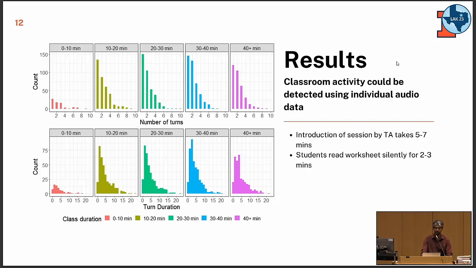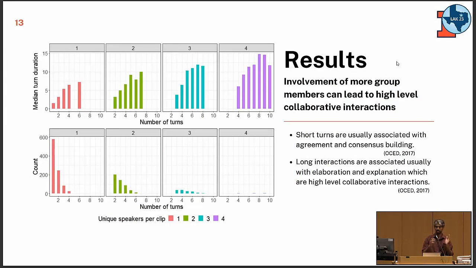And looking at this graph, where we look at the median turn duration versus the number of turns, this was very interesting. Each chunk is whether one speaker was involved, 2 speakers, 3 speakers, or 4 speakers. The interesting thing to note here is that as the number of speakers increased, we saw a gradual increase in the mean turn duration.